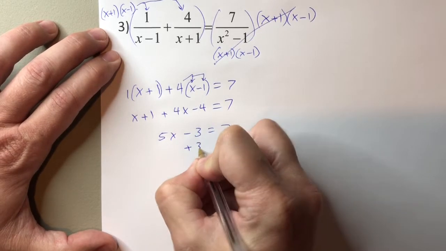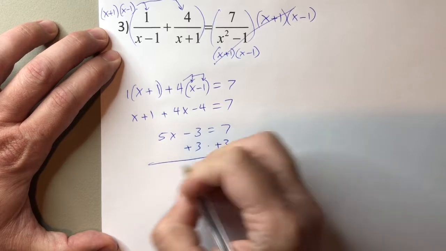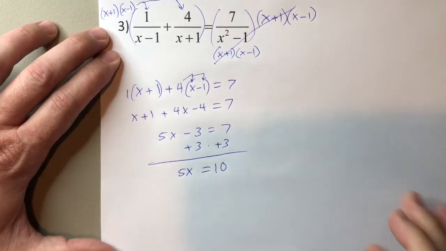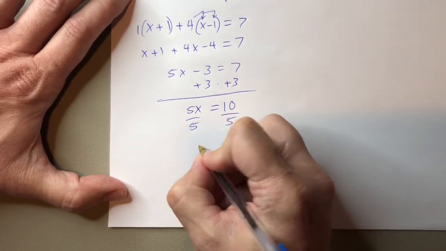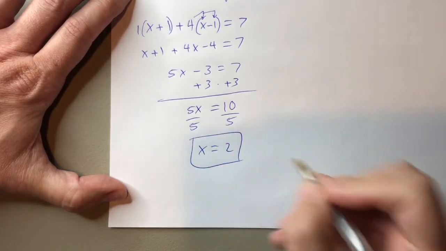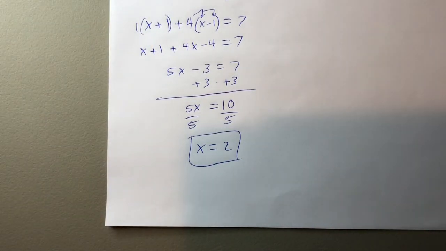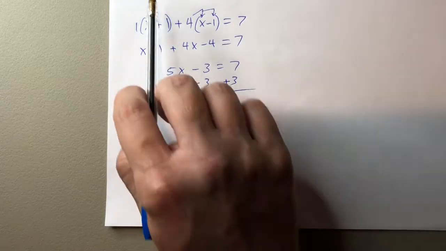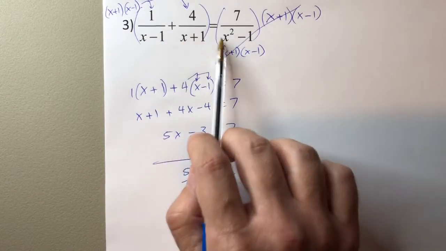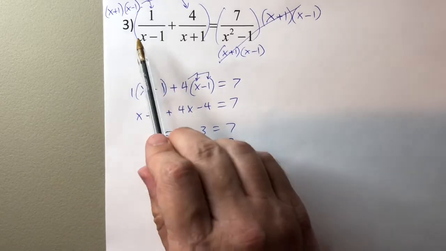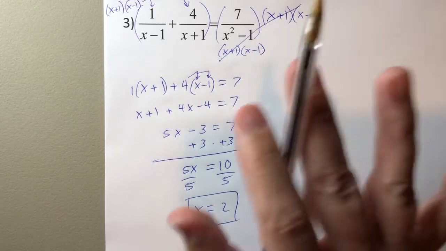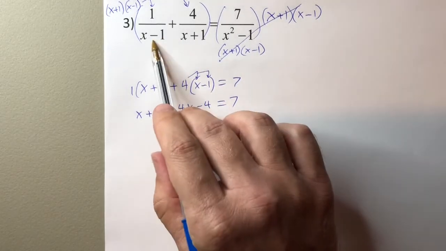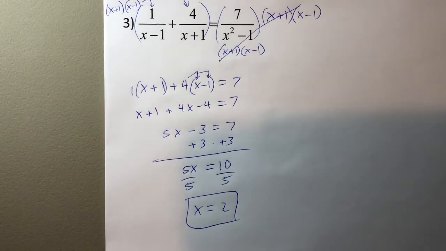Then you're going to add 3 to both sides. And that's going to give you 5x equaling 10. And finally, you're going to divide both sides by 5, leaving you with the correct answer, x equals 2. Now you want to check. Make sure that when you plug in a 2 into the x's in the original equation, specifically into the denominators, you do not get 0. And so we're fine here. So x equaling 2 is the solution because it does not make any one of these denominators 0. If it did perhaps, then it would not be a solution.